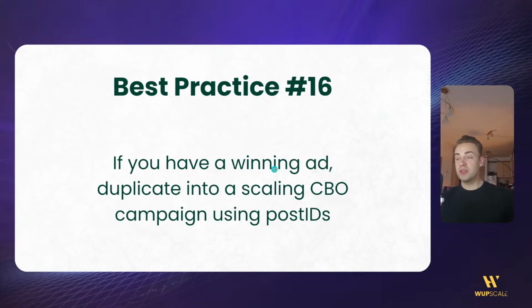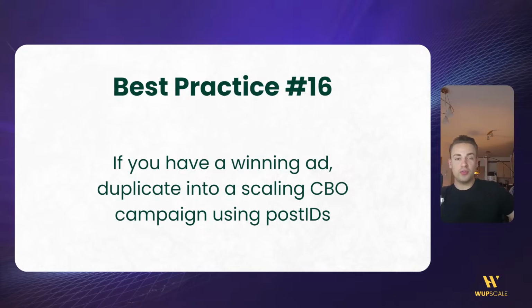Number 16 is going to be the winning ads again. So if you have a winning ad and you want to spend more, instead of just increasing the budget, there's a better way to do it. You can just duplicate it into a scaling campaign. That's going to be a CBO, and you can just use post IDs to increase the spend.